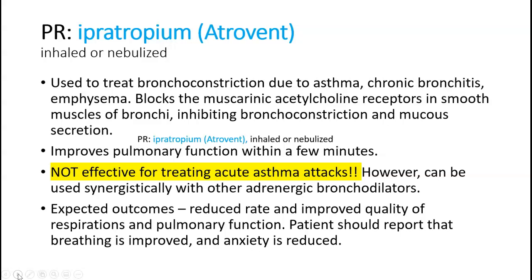The expected outcomes of this, again, reduced rate and improved quality of respirations and pulmonary function, and the patient should report that breathing is improved and anxiety is reduced. So it's a great drug, but it's, again, not really designed for that acute asthma attack. If you are going to use it for an acute asthma attack, it has to be used with an adrenergic as well.